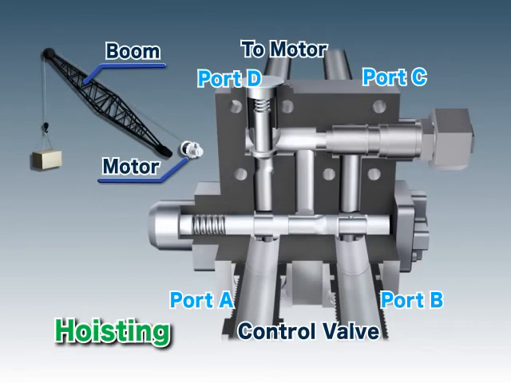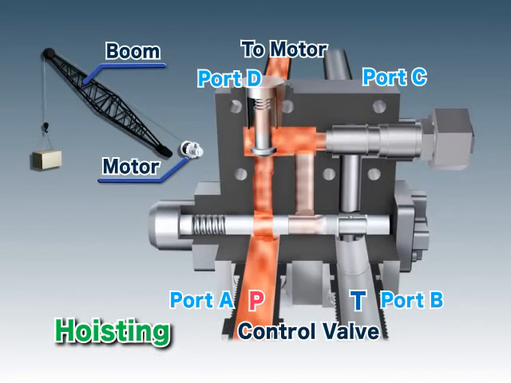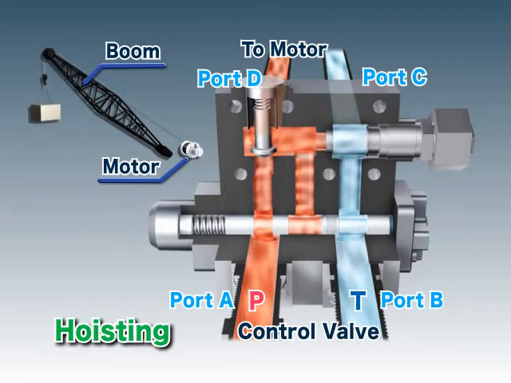When a load is being lifted, hydraulic oil from the pump passes through port A, pushes open the poppet on the check valve, exits through port D towards the motor, and rotates the motor. The returning oil from the motor then passes through port C and B and returns to the tank.